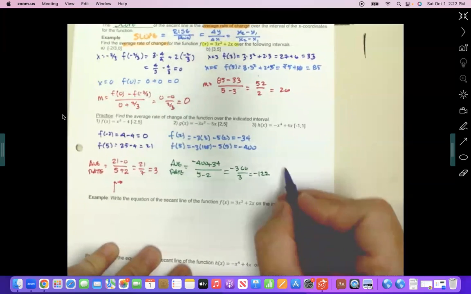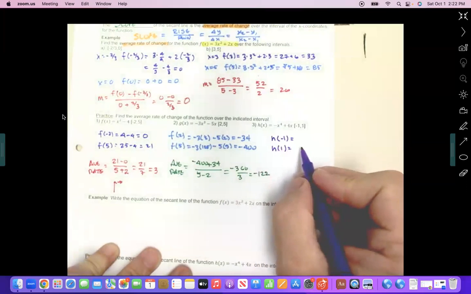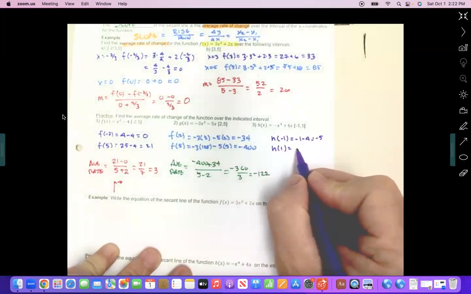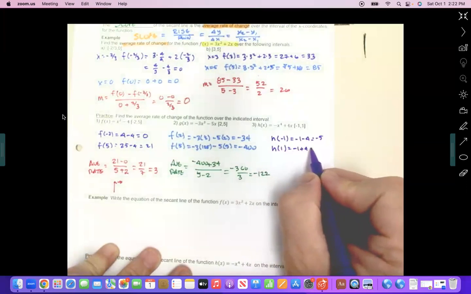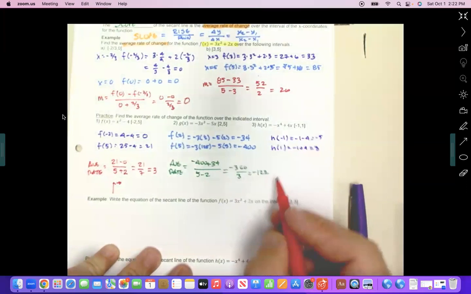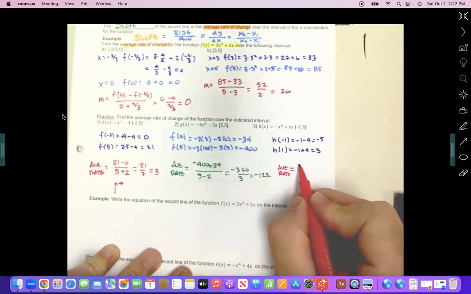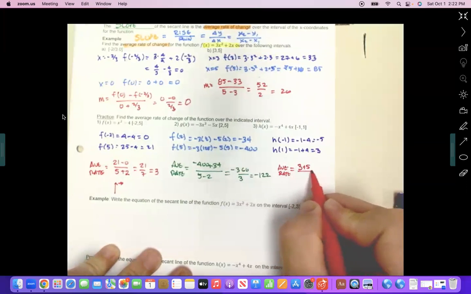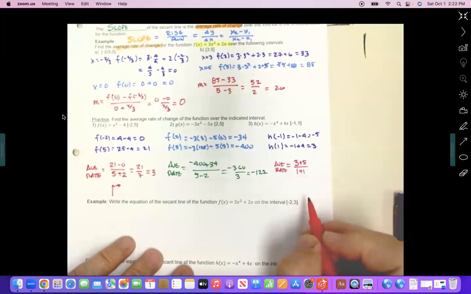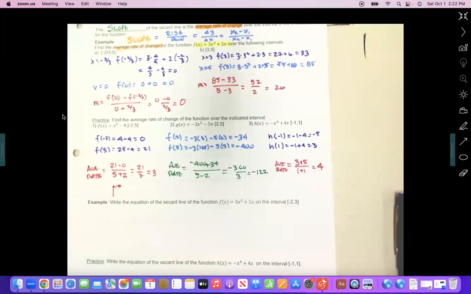One more to check. This will be h of negative 1 and h of 1. Negative 1 minus 4 gives us negative 5. Negative 1 plus 4 gives us positive 3. Wait, h of 1 is 1 plus 4 is 5, but as stated, the average rate for these will be 3 plus 5, or minus a negative 5, and 1 minus a negative 1, or 1 plus 1. 8 divided by 2 gives us 4.